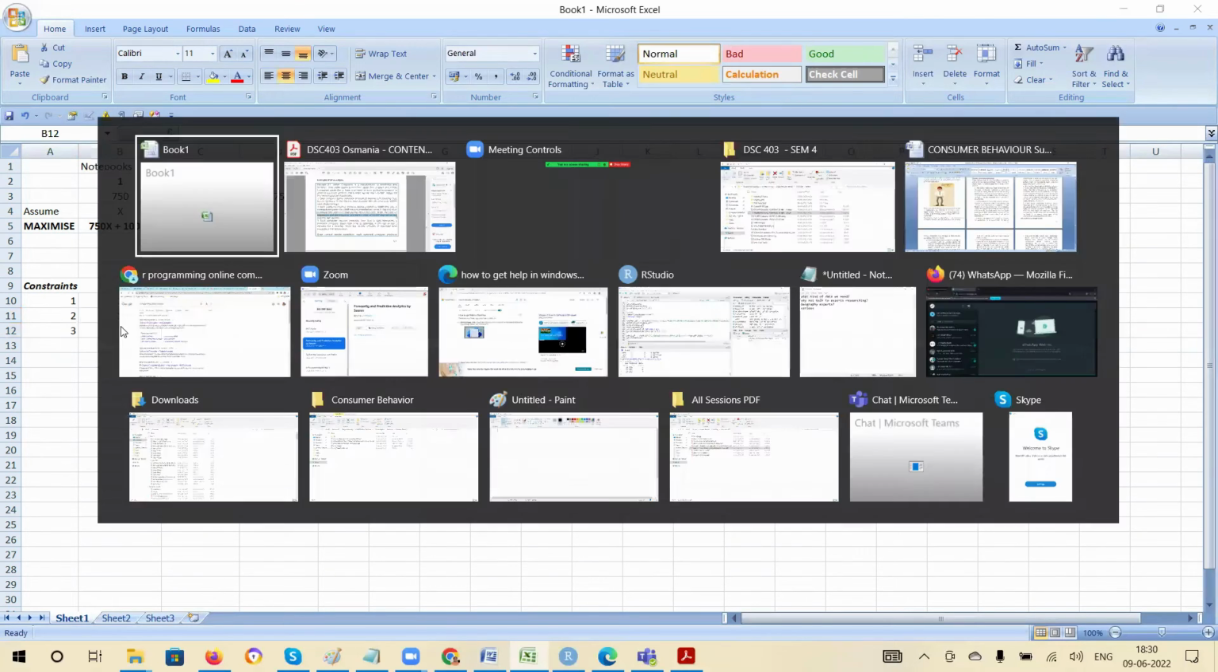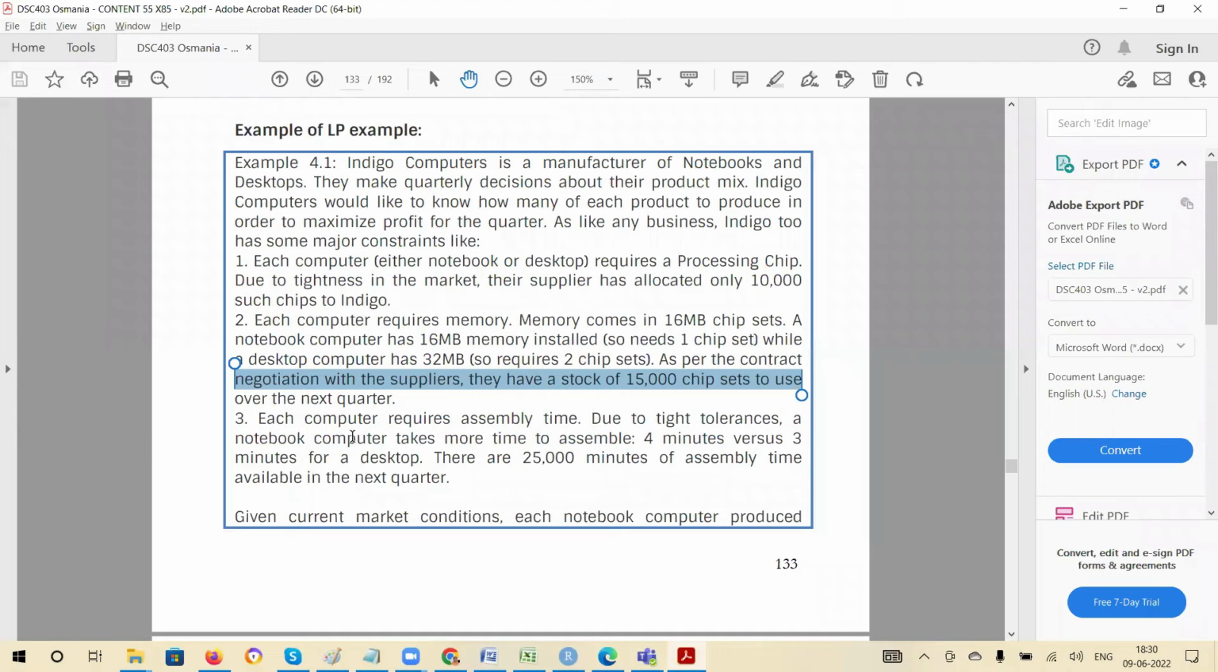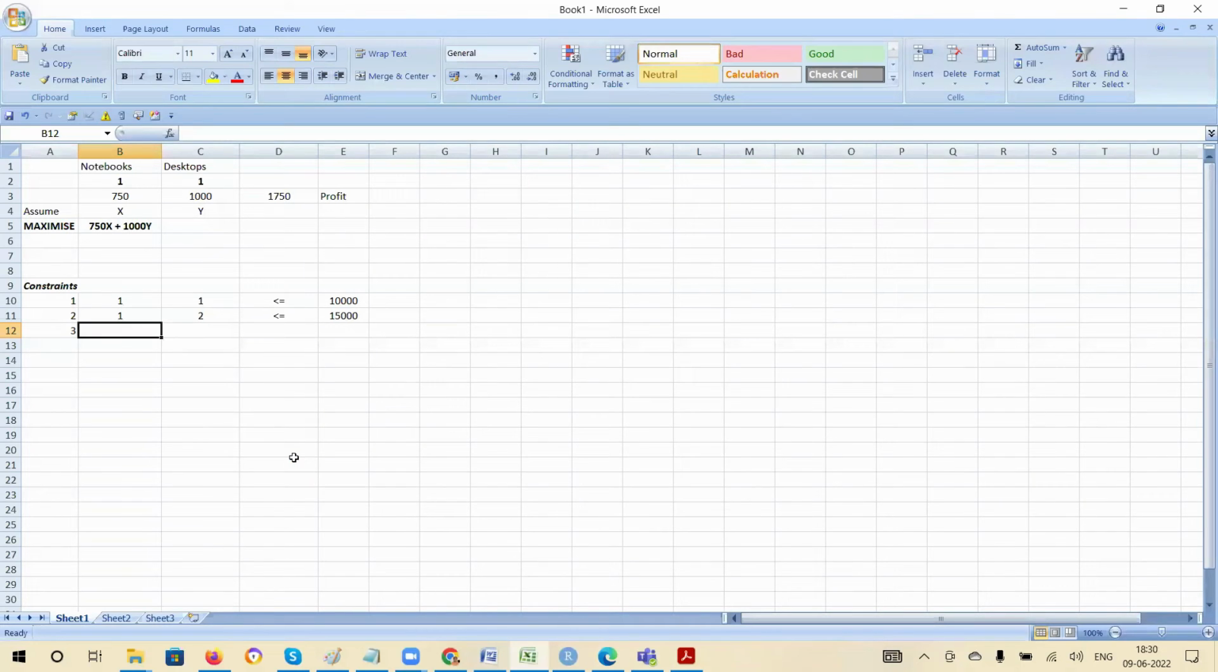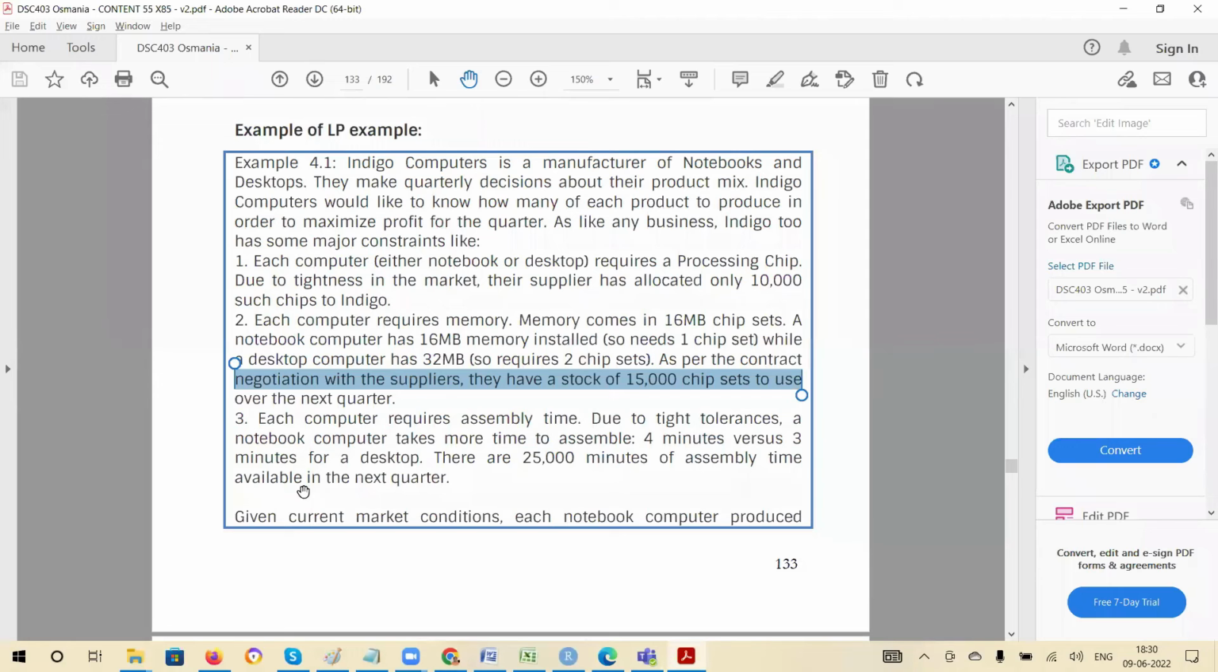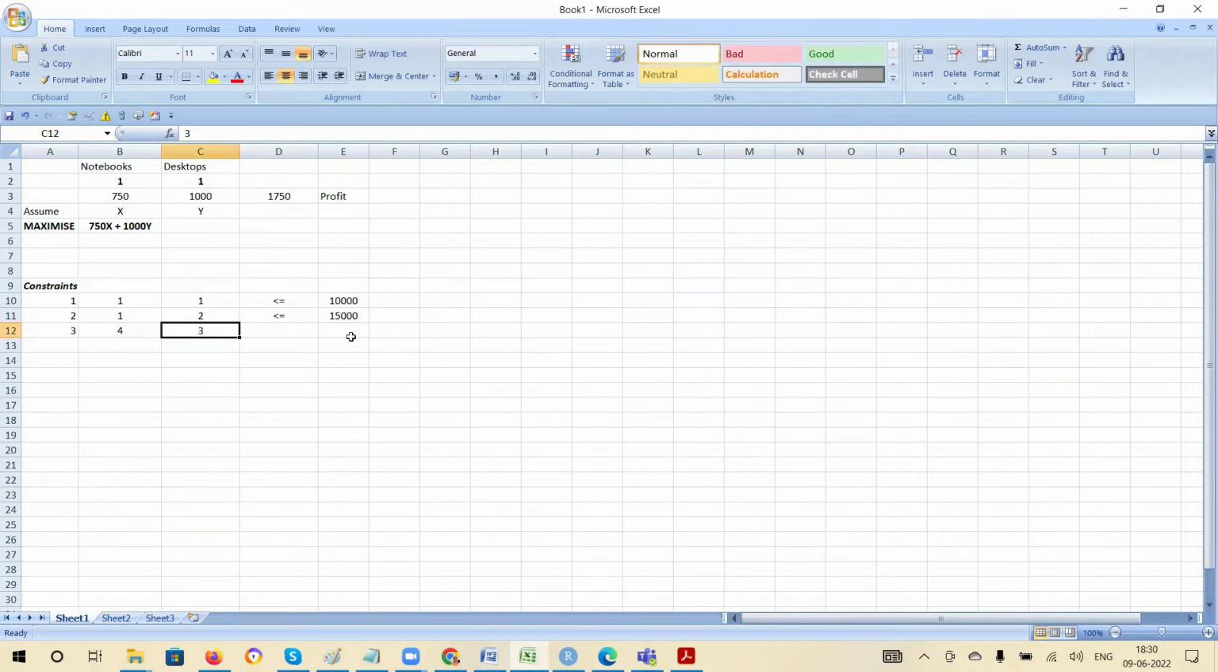Third constraint, each computer requires assembly time. The labor will work to assemble. A notebook takes more time to assemble, so you have 4 minutes for notebook and 3 minutes for desktop. And there are 25,000 minutes only that labor will work, 8 hours per shift. So what we are saying is 4 into x plus 3 into y is less than 25,000.